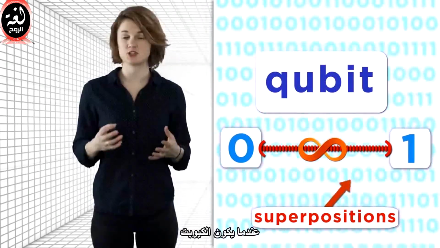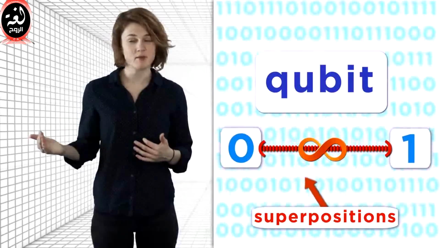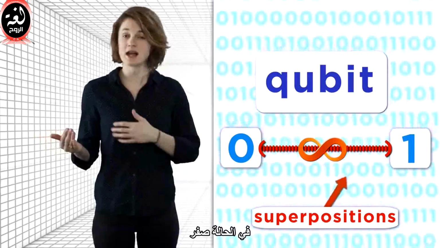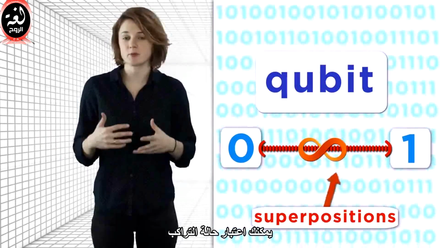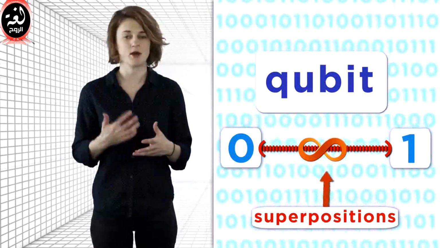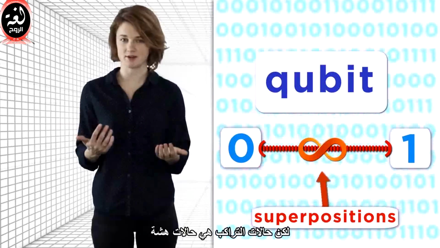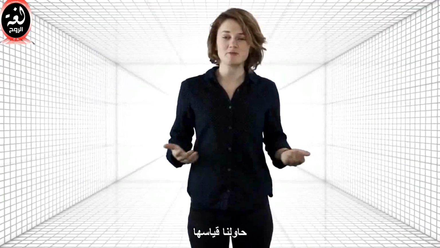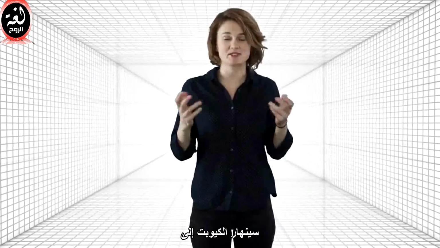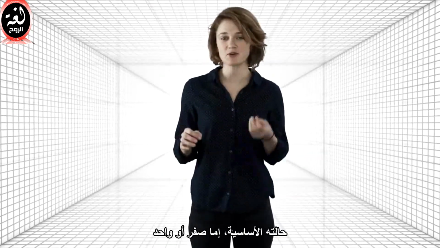When a qubit is in a superposition, it has some probability of being in state 0 and some probability of being in state 1. You can think of a superposition as being a limbo state, partway between 0 and 1. But superpositions are fragile. If we look at it or try to measure it, the qubit will collapse into a basic state, either 0 or 1.